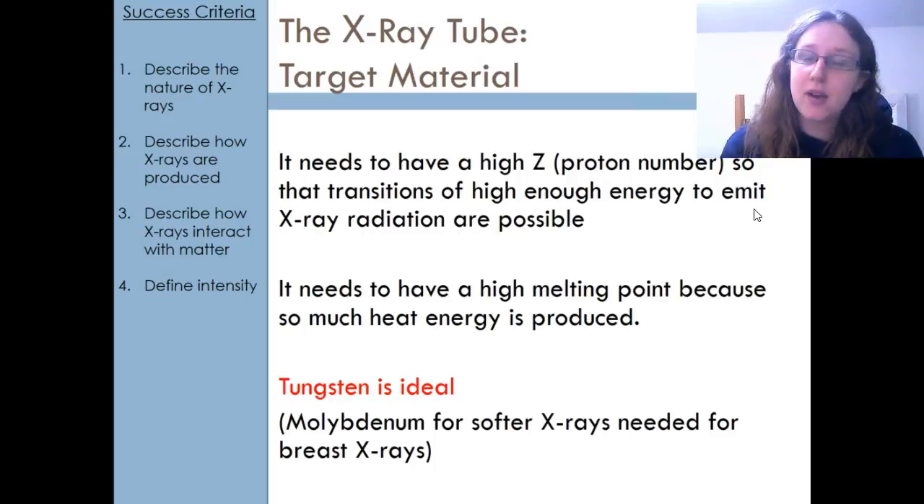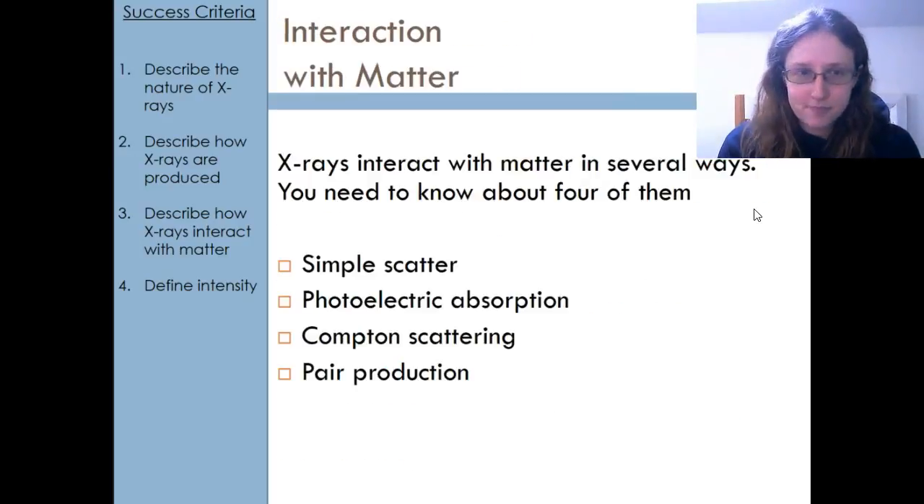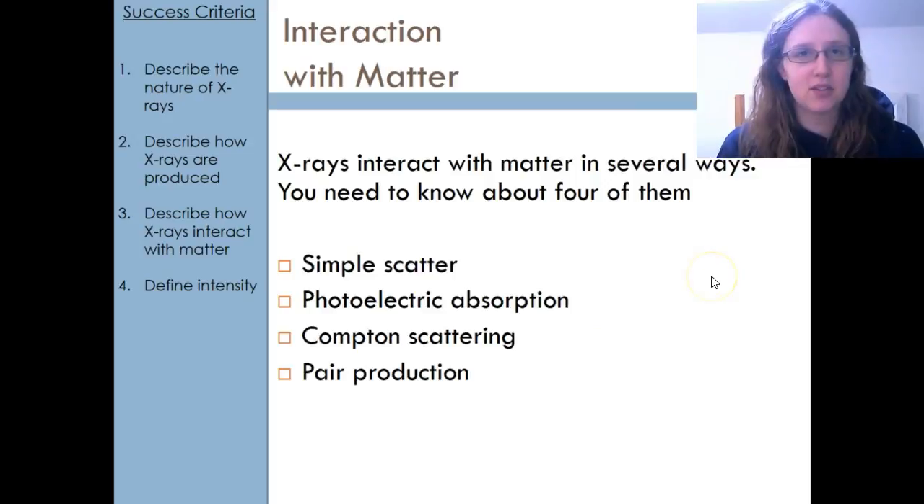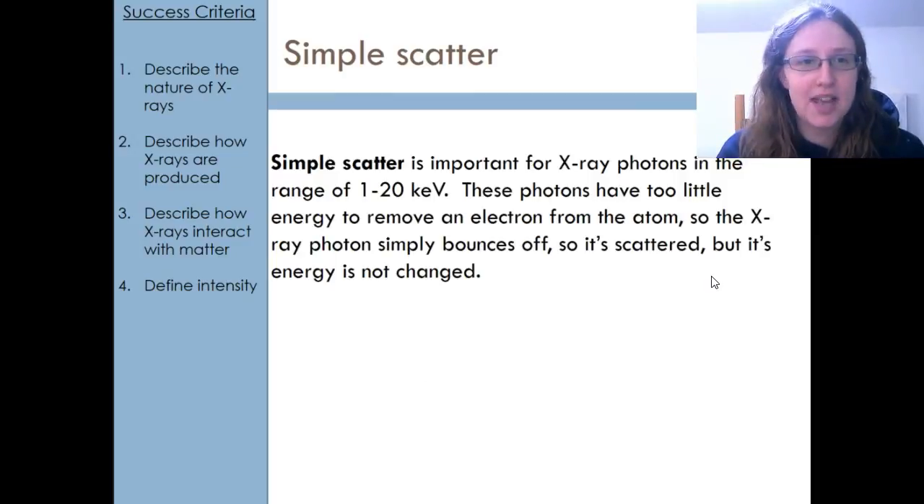Next thing we need to know is how do they interact with matter. So there are 4 ways that you need to know about that X-rays interact with matter. They are simple scatter, photoelectric absorption, Compton scattering, and pair production. Now, this is a little bit new in the new specification because they've separated simple scatter and Compton scattering. So I wouldn't be surprised if something came up on that, or they specifically asked about one of those two. So I'll tell you a little bit more about each of these. So we've got simple scatter.